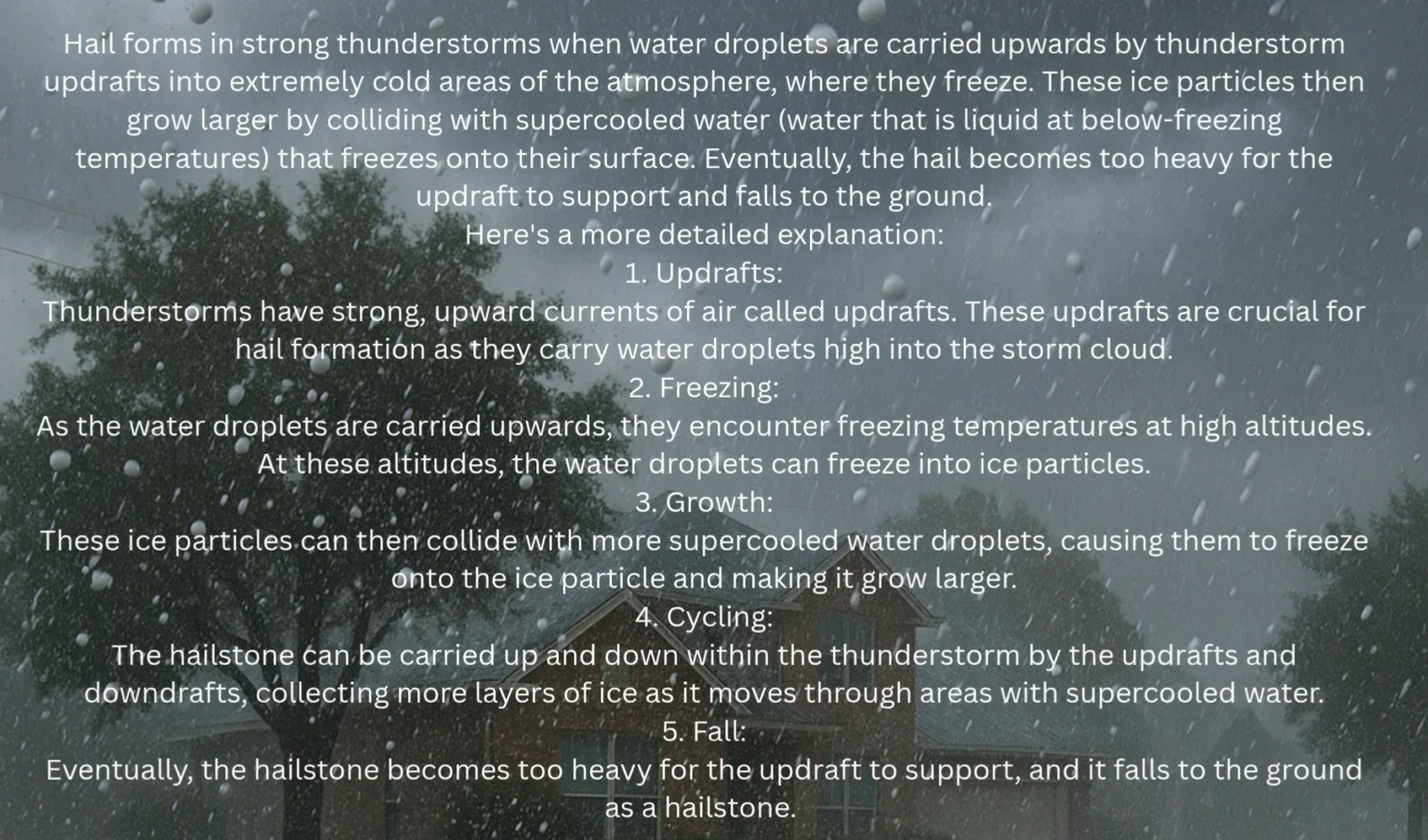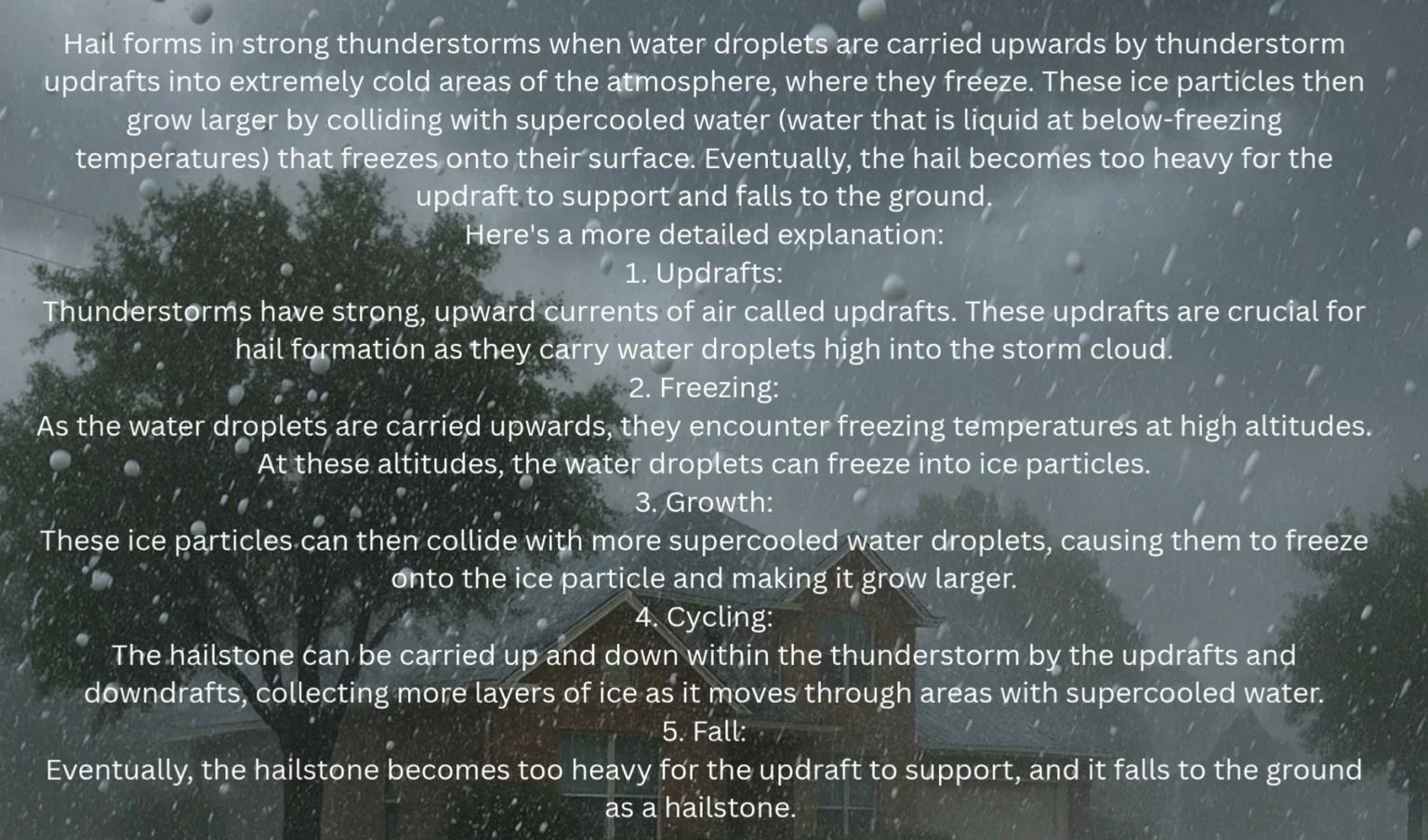Hail forms in strong thunderstorms when water droplets are carried upwards by thunderstorm updrafts into extremely cold areas of the atmosphere, where they freeze. These ice particles then grow larger by colliding with supercooled water, water that is liquid at below freezing temperatures, that freezes onto their surface. Eventually, the hail becomes too heavy for the updraft to support and falls to the ground.